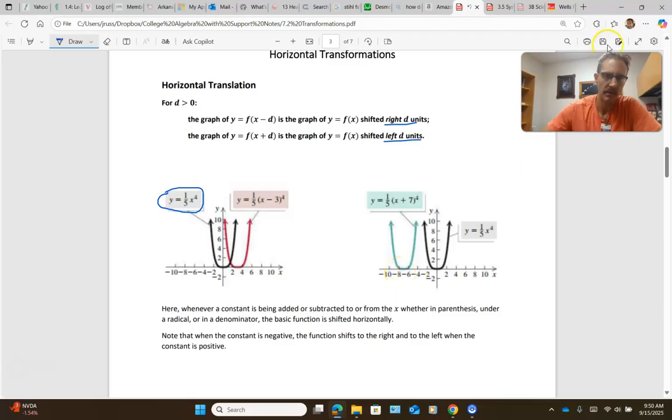This is the opposite of what you probably would intuitively guess. Intuitively, you would probably think if there's a negative in there with the x, it's going to shift it to the left. But it actually goes to the right. Okay. And then right here it says, note, when the constant is negative, the function shifts to the right, and it shifts to the left when the constant is positive. Guys, you've got to remember that.